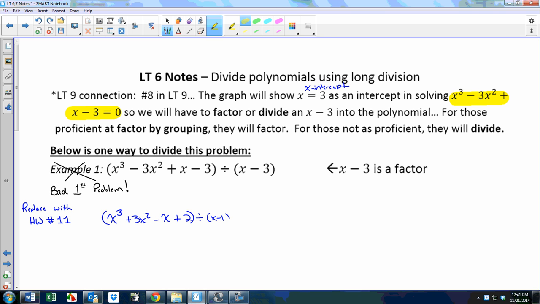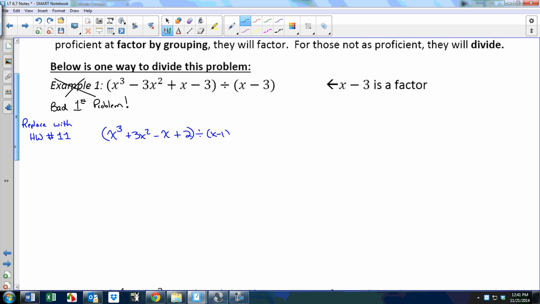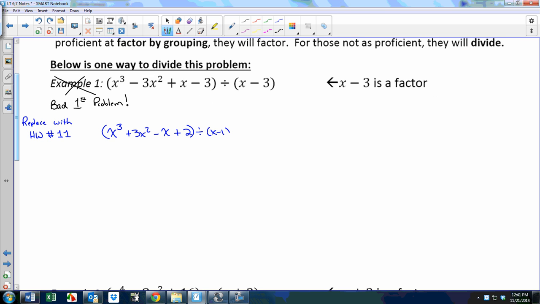All right, I originally had planned on doing that problem first. I did it in first period. It is not a good first problem. Okay, so I'm going to save it for maybe later. Let's replace it with a homework question, number 11. This is homework question number 11.